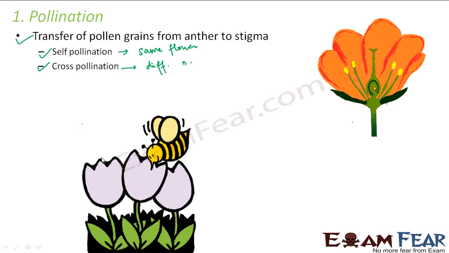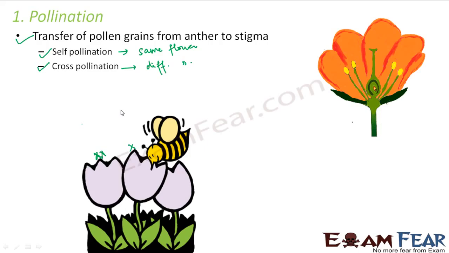That means cross-pollination will happen between one flower and another flower, and self-pollination will happen within the same flower. When I talk about self-pollination, the flower is mostly bisexual. That means that flower will have both the male part as well as the female part. Cross-pollination is mostly seen in unisexual flowers, which have either the male part or the female part.